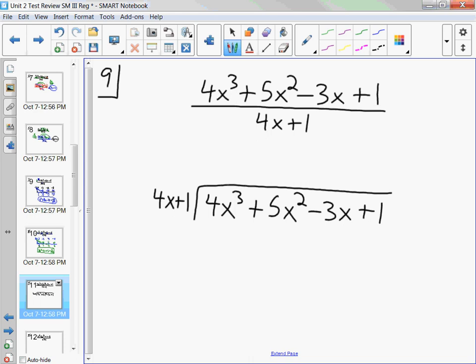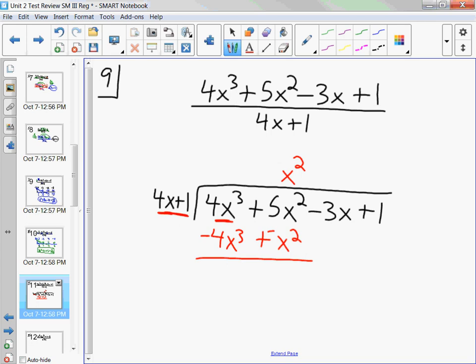So I just begin by asking myself, what do I times this first term by to get this first term? Well, 4x times x squared will give me 4x cubed. And then I'm going to distribute the x squared to my divisor, 4x plus 1. So x squared times 4x is 4x cubed, and x squared times 1 is x squared. I subtract at this point. I like to say change the signs and add. So I make that negative, make that negative.